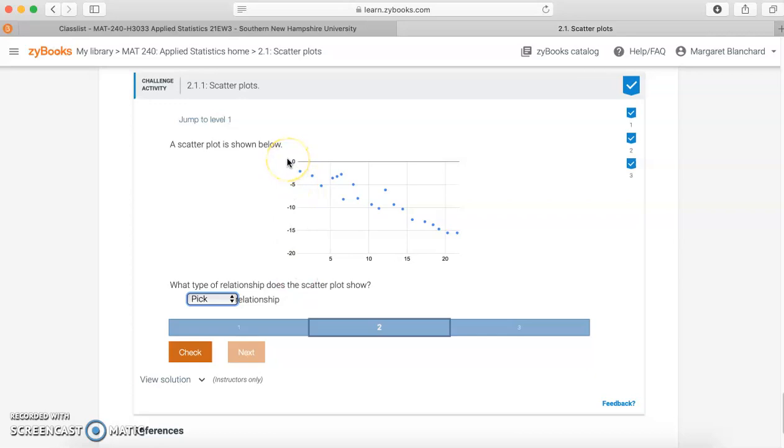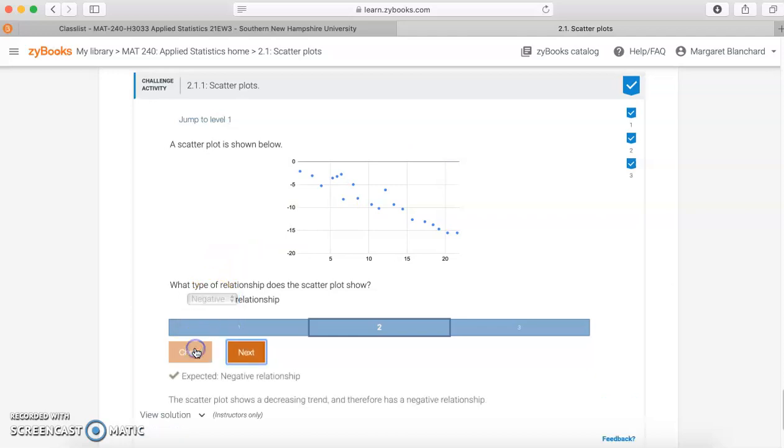We see here as X increases, so here we have 5, 10, 15, that's our X is increasing, our Y is decreasing. So remember, when your X is increasing and your Y is decreasing, that's a negative slope, which corresponds to a negative correlation. If we saw it going the other way up like this, that would be considered a positive correlation. So we're going to say negative. Check, expected negative relationship. The scatter plot shows a decreasing trend and therefore has a negative relationship.